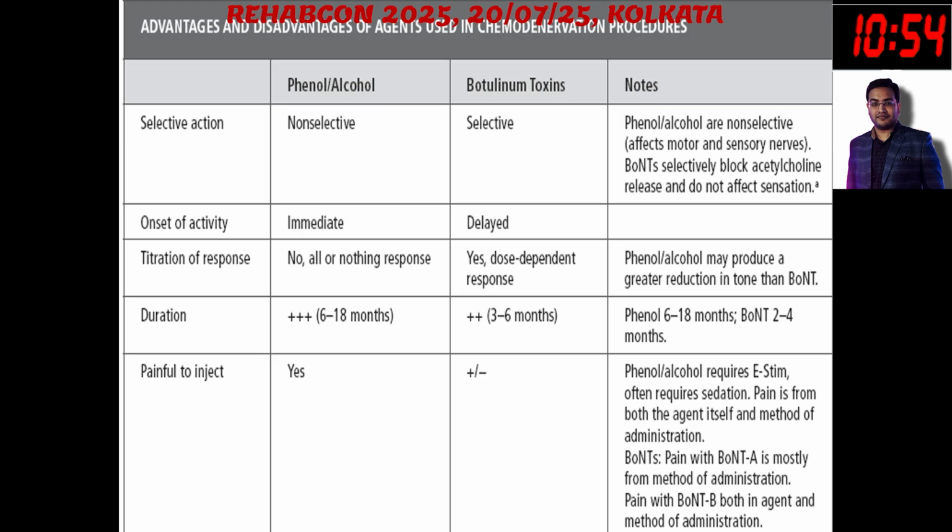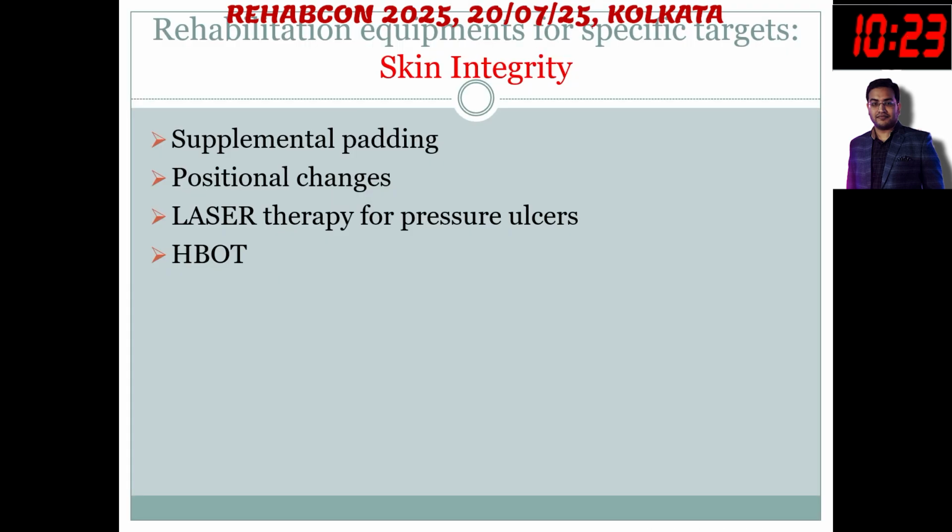In phenol, the action is non-selective. In botulinum toxin, it's more selective. The onset of activity is immediate with phenol. It's a bit delayed with Botox. The titration of response with phenol is either all or none, but with botulinum toxin, there's a dose-dependent response. The duration of action of phenol lasts for around 6 to 18 months, whereas with botulinum toxin, it's around 3 to 6 months. And phenol is often painful to inject. However, with botulinum toxin, the case may not be so.